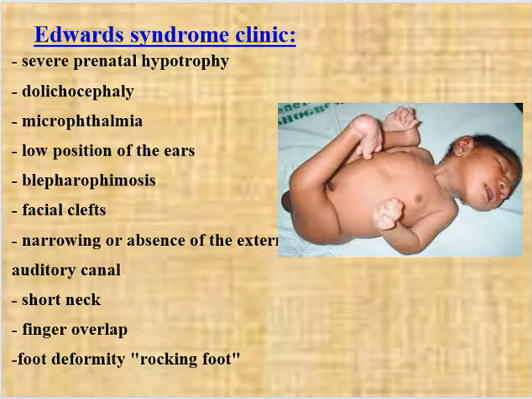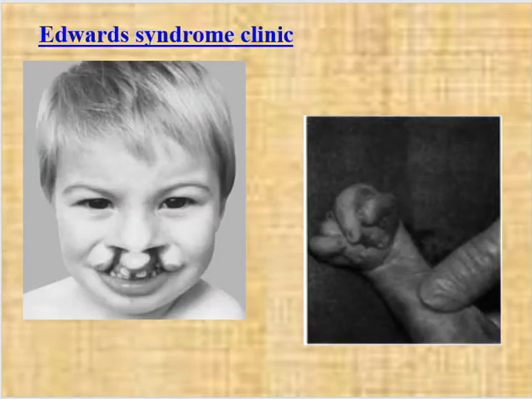Edwards syndrome clinic, severe prenatal hypotrophy, dolichocephaly, microphthalmia, low position of the ears, blepharophimosis, facial clefts, narrowing or absence of the external auditory canal, short neck, finger overlap, foot deformity, which is known as rocker-bottom foot. Here you can see the clinic of Edwards syndrome.